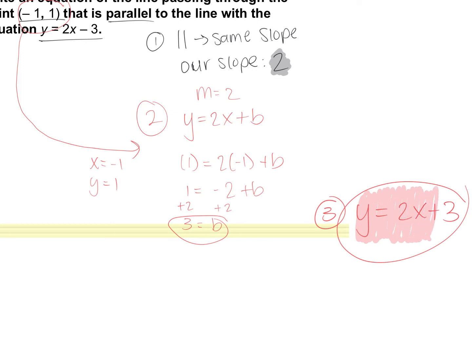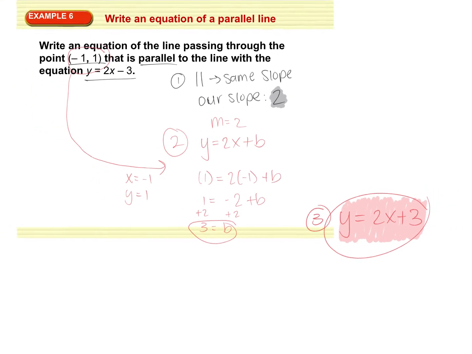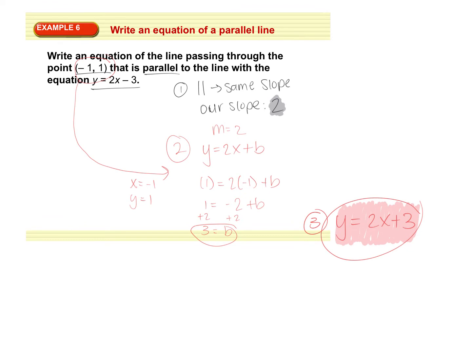Now, double check yourself. It needed to be parallel or perpendicular? It needed to be parallel, right? Is this equation parallel to this one? How do you know? They have the same slope. Are they the same line? No. Why are they not the same line? John? One's on the positive, one's on the negative.